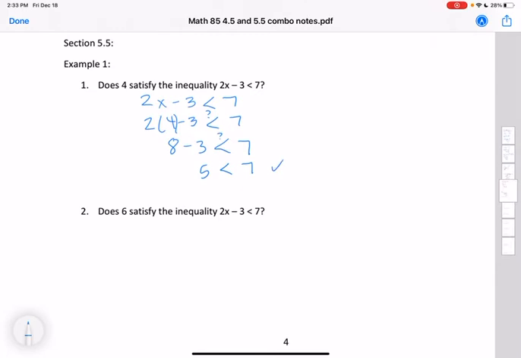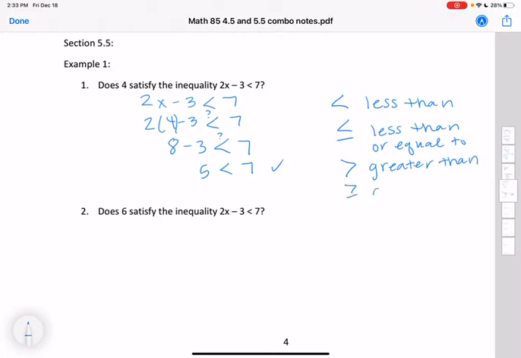Sometimes people are kind of confused on which one is which for the less than, greater than. So I'm just going to write those down just in case you need it. So like we've been saying, this one is less than. There's also less than or equal to that looks like that. Then there's greater than. Then greater than or equal to.